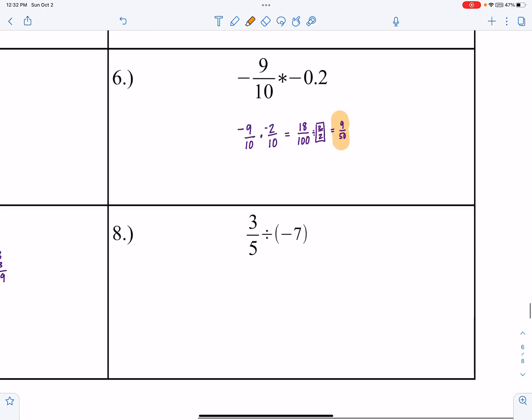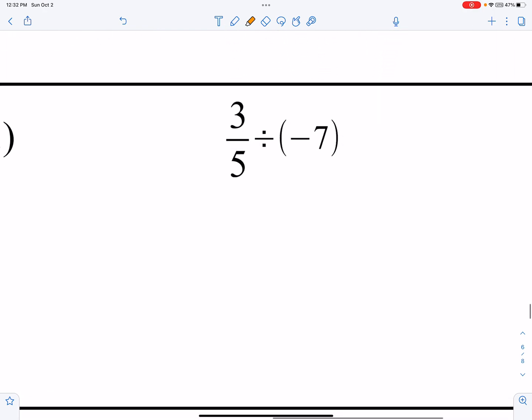All right, last problem here. We have 3/5 divided by negative 7. I know, again, that negative 7 is actually negative 7 over 1. Okay, and so I can go ahead and work this out. So we're going to go ahead and multiply by the reciprocal. Okay, and we have times 1 over negative 7.